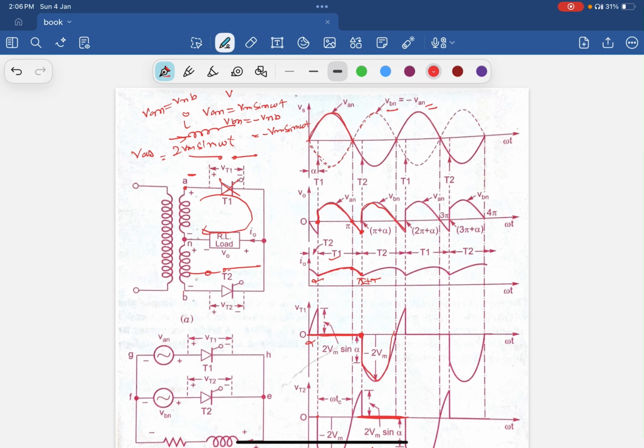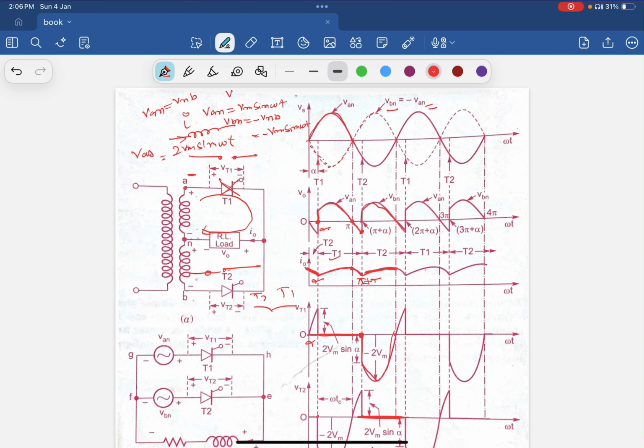So at the instant alpha, the T1 is triggered. SCR T2 is in reverse voltage, that is VAB equal to 2 Vm sine alpha, as the current is transferred from T2 to T1. Here you can see the voltage has fallen down. You can see it start from here, then T1 starts conducting.